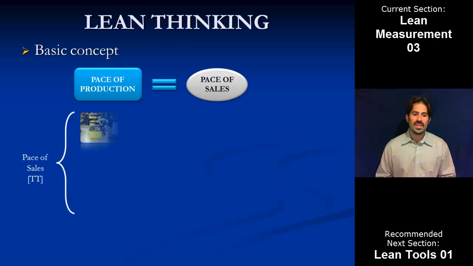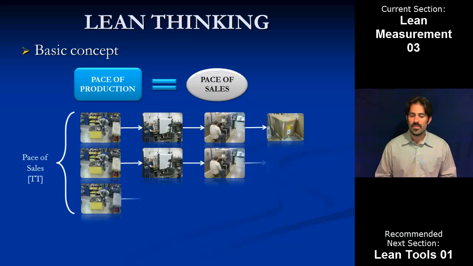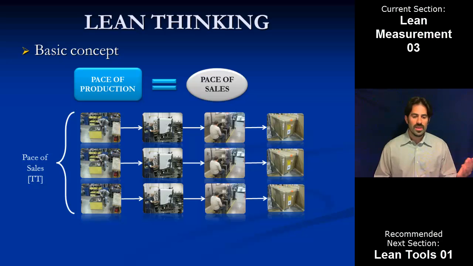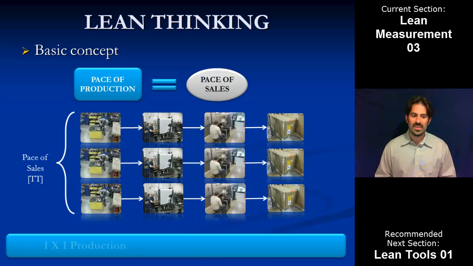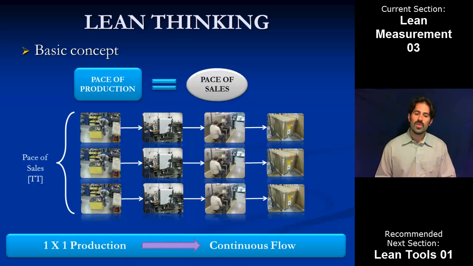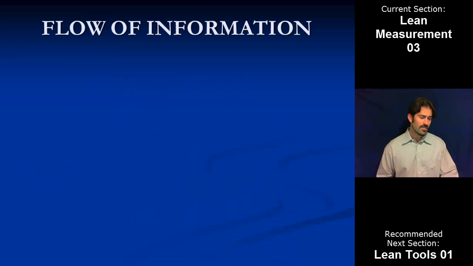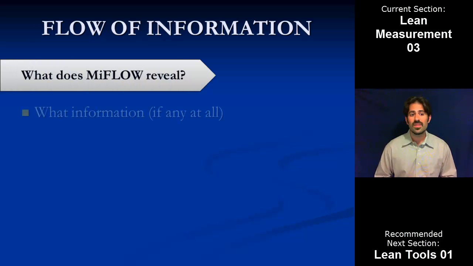What that looks like is we can lay out our lines in parallel, or however they're structured. We can match each one of those steps to the pace of sales. And when we can do that with one-by-one production, we can establish good continuous flow. Right? That's the ideal thinking. That's what we'd like to see when we lay out our MiFLOW document and chart the flow of material through our process. Now the second half of that is the flow of information.